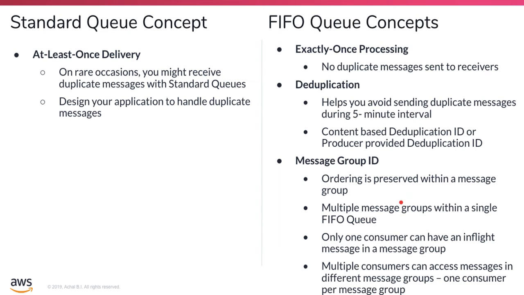The message group ID is used for order preservation within the message groups, dividing the messages based on the groups. Your consumer can target those message groups and process them. You can have multiple message groups within a single FIFO queue. There can be only one consumer which has in-flight messages in a message group, and multiple consumers can access messages in different message groups, but only one consumer per message group.